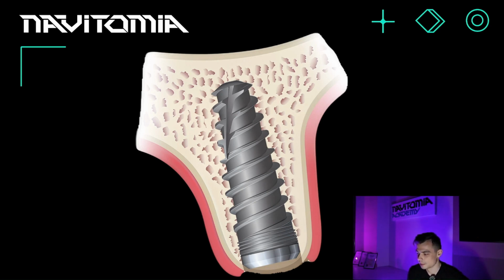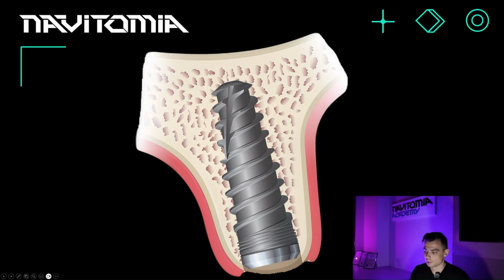In front of us is an implant inserted into bone. This is a schematic image, or more precisely, a diagram. So what do we see here? We see that the implant has been placed into the bone, and it is held there by its threads. In other words, it is held there mechanically.